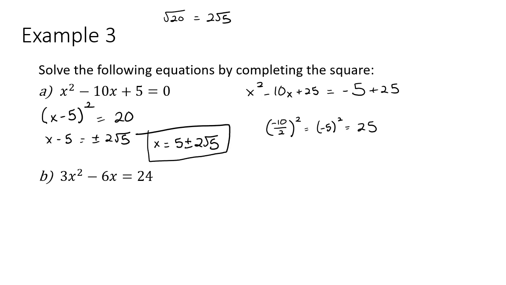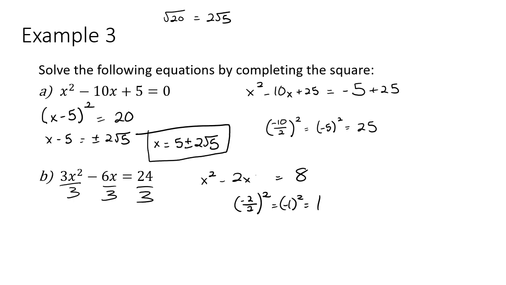All right, well, first things first, like I mentioned, we're going to divide both sides of the equation by 3. Divide every term by 3. So we get x squared minus 2x is equal to 8. And again, I'm going to leave a little bit of space there. The thing I want to add to both sides of the equation is b, negative 2, over 2 squared. That's a negative 1 squared, or a positive 1.